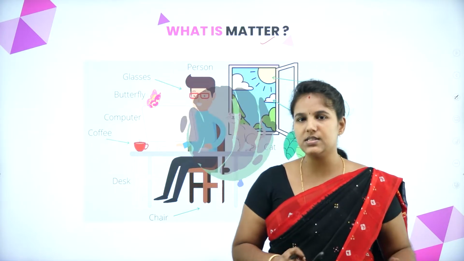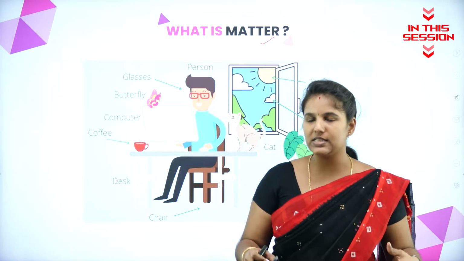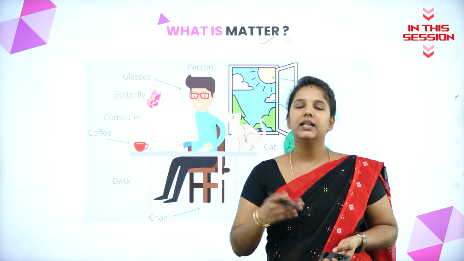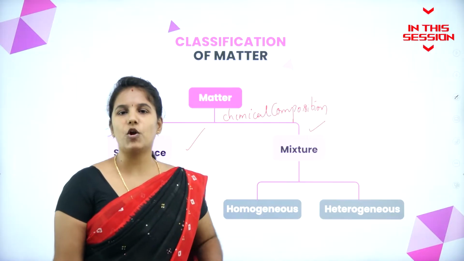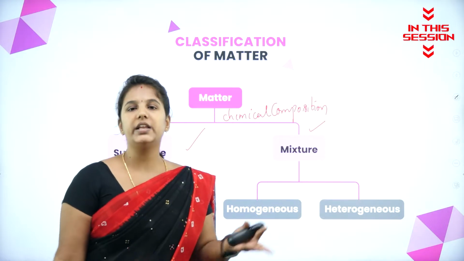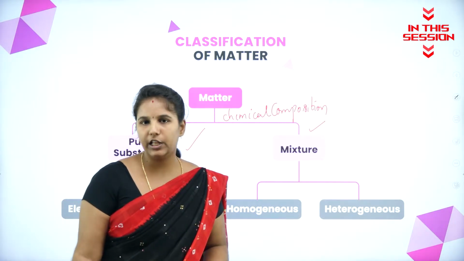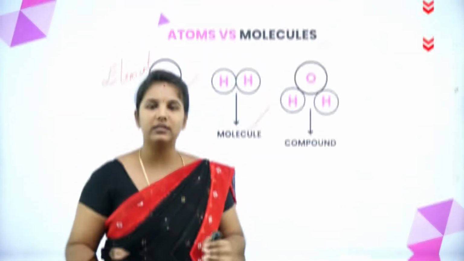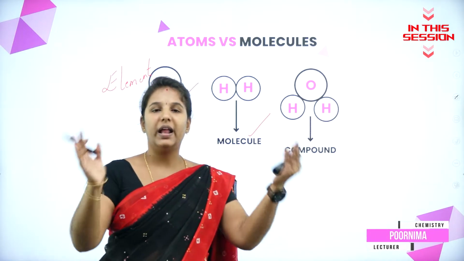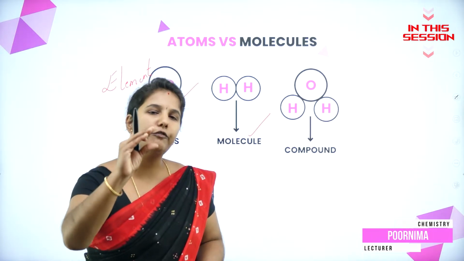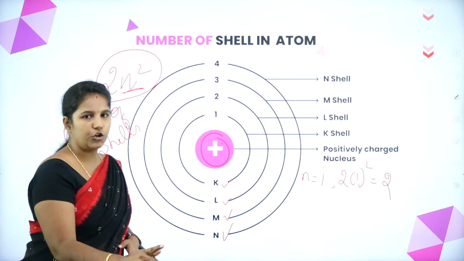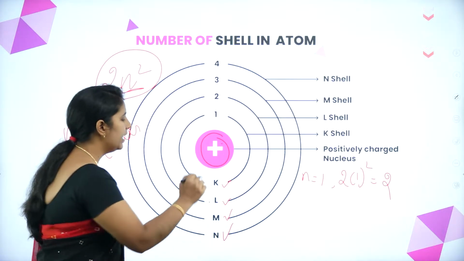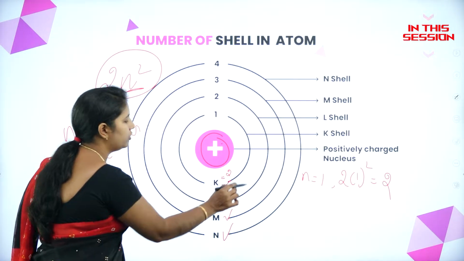Any substances, if it occupies a space and has a mass, then it is said to be a matter. Thus, mixtures will be broadly classified into homogeneous mixtures and heterogeneous mixtures. The different atoms, if combined in a fixed ratio, then it is said to be a compound. The maximum number of electrons that can be accommodated in the K shell is equal to 2.